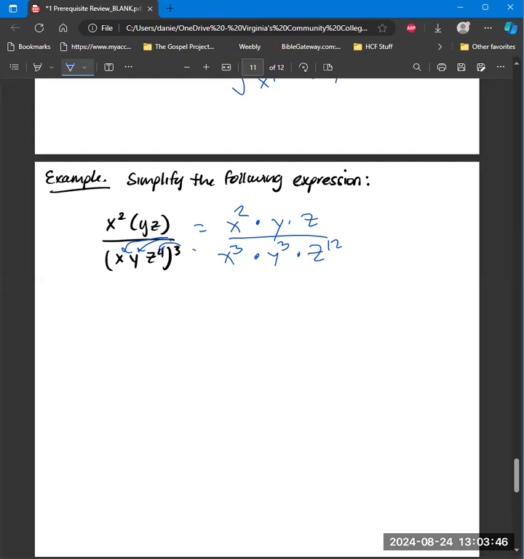Let's try and write this with only positive exponents. So subtract the smaller number from the bigger number and leave the variable where the bigger power was. So 3 minus 2 is 1, and that's going to be in the denominator. 3 minus 1 is going to be 2 in the denominator. 12 minus 1 is going to be 11 in the denominator. And I have an invisible 1 left over in the top.